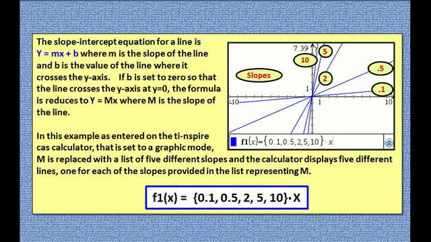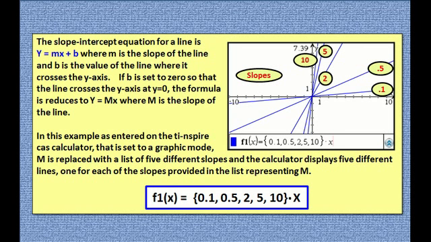Now let's have some fun and see how batch commands can be used when the calculator is set to the graphics mode. The slope-intercept equation for our line is y equals mx plus b. m is the slope of the line and b is the value of the line where it crosses the y-axis. If b is set to 0 so that the line crosses the y-axis at y equals 0, the formula is reduced to y equals mx, where m is the slope of the line.